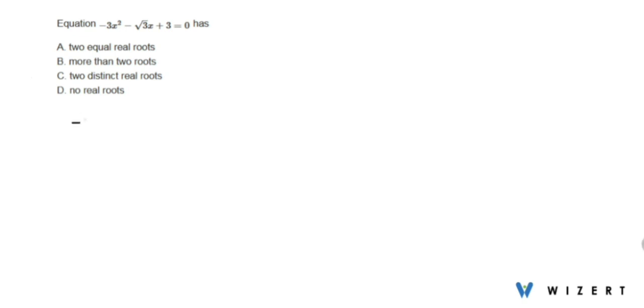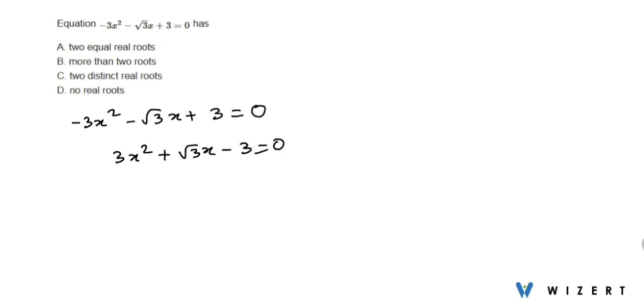So the given equation is minus 3x square minus root 3x plus 3 equal to 0, which can be written as this by taking the minus sign common. Now let's cancel the common term, that is root 3. Now this is our quadratic equation.